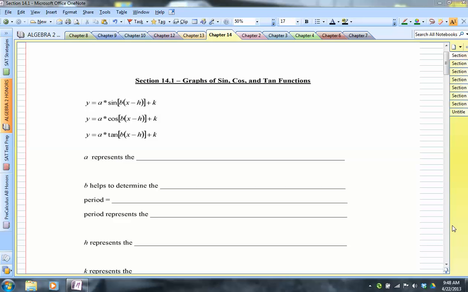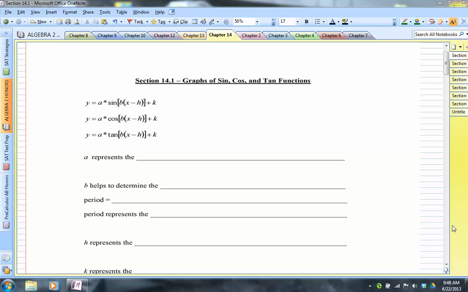Hello, welcome to a video on section 14.1, which is about graphs of sine, cosine, and tangent functions. In this section, we will now graph the trigonometric functions that we have talked about in chapter 13. And this will represent the last functions we'll graph for the school year.